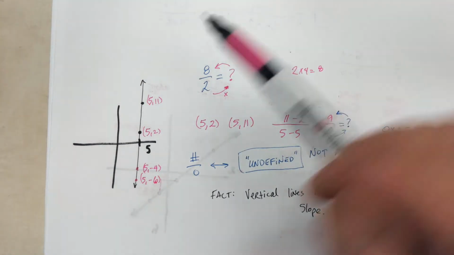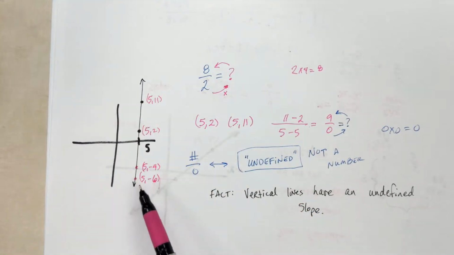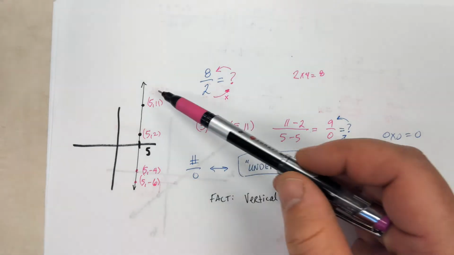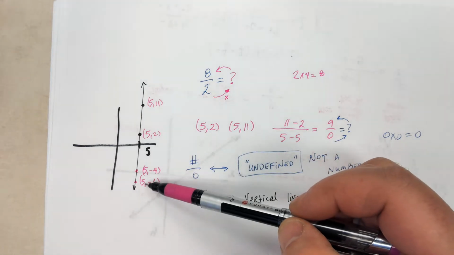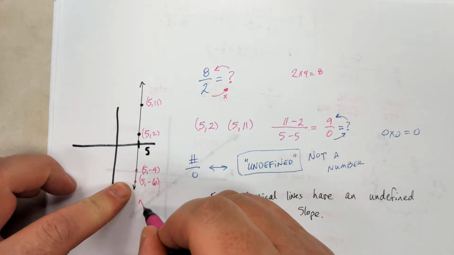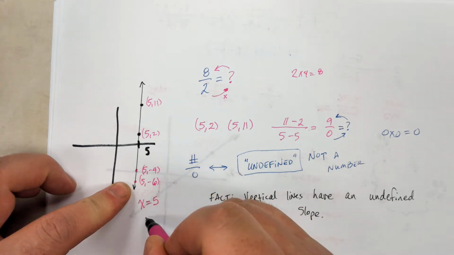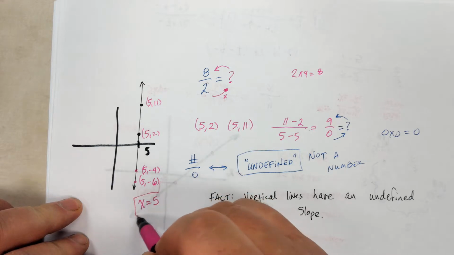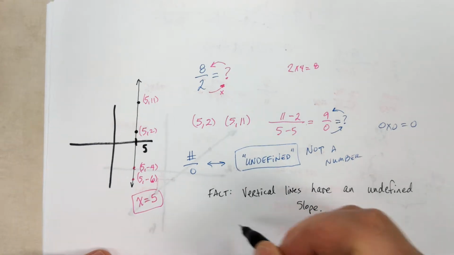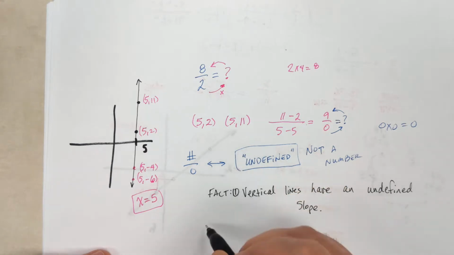Now, when you have a line, it's a picture of all of the answers to an equation. So these are all answers to one equation. Do you see what x equals every single time? 5. The equation for this line is x equals 5. This graph is the line x equals 5. So here's our other fact. This is fact number 1. Here's fact number 2.